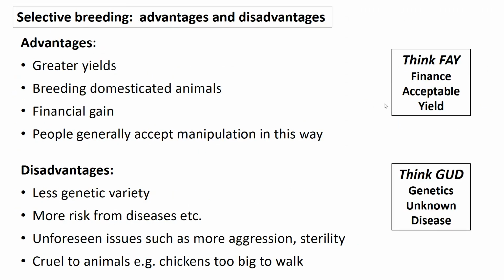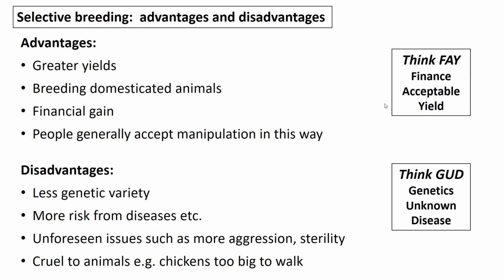So there are some advantages to doing this. The first advantage is you're going to select for things that you want, so you're going to have greater yields. You can breed more domesticated animals, so they are easier to look after. There are financial gains, and people don't mind this as a way of altering genes.